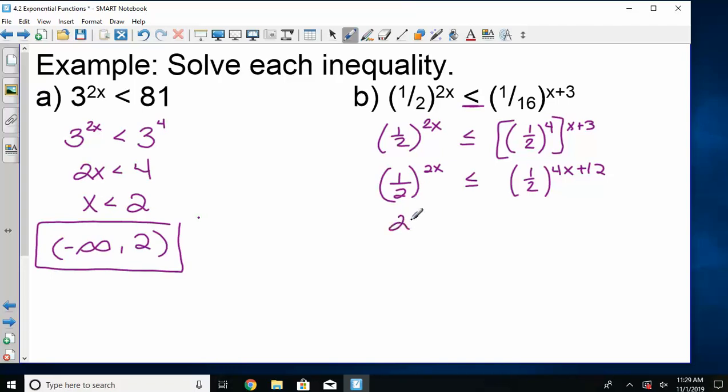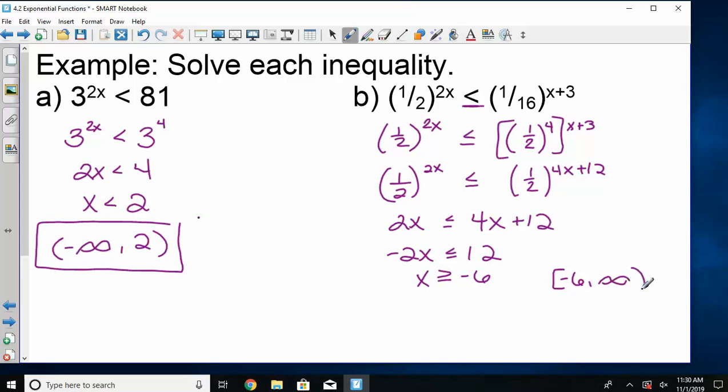Okay, so then you get 2x is less than or equal to 4x plus 12. Subtract your 4x. Divide by a -2. What does that do to my inequality? I get x is greater than or equal to -6. What would that look like as an interval? Bracket -6, comma infinity.